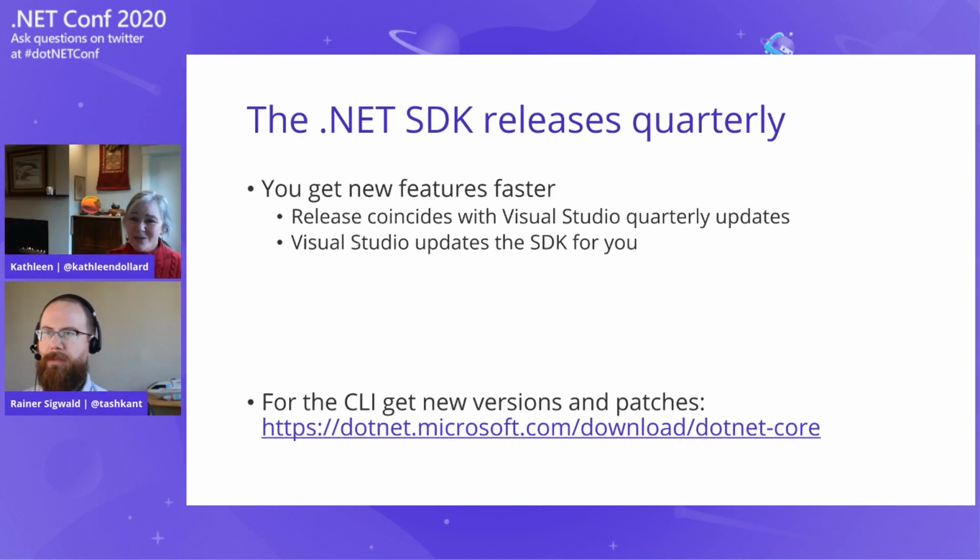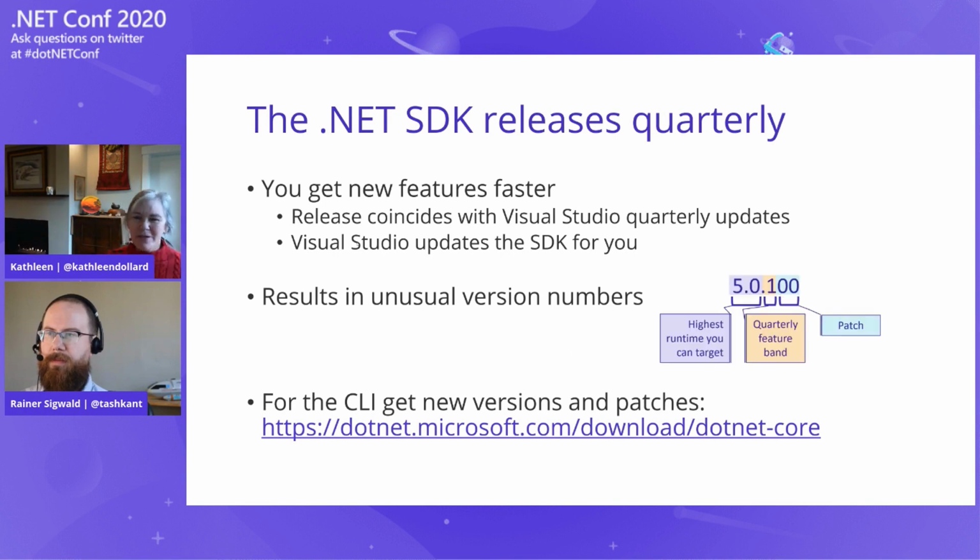The downside of it, though, is that we wind up with a rather odd set of version numbers. And so the first two digits are related to the runtime. And this shows you the highest runtime that this SDK can target. So the 5.0.100 SDK can target 5.0, 3.1, 2.1, 2.0, even out of support things. So any previous version of the runtime, you can write an application that targets that, and you can build it with the latest SDK.